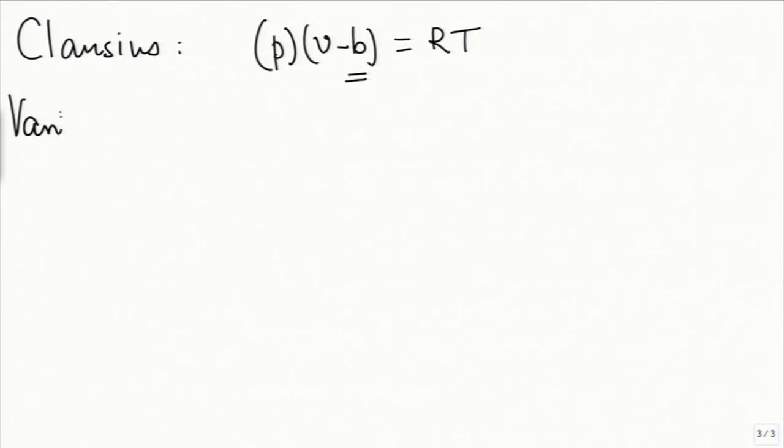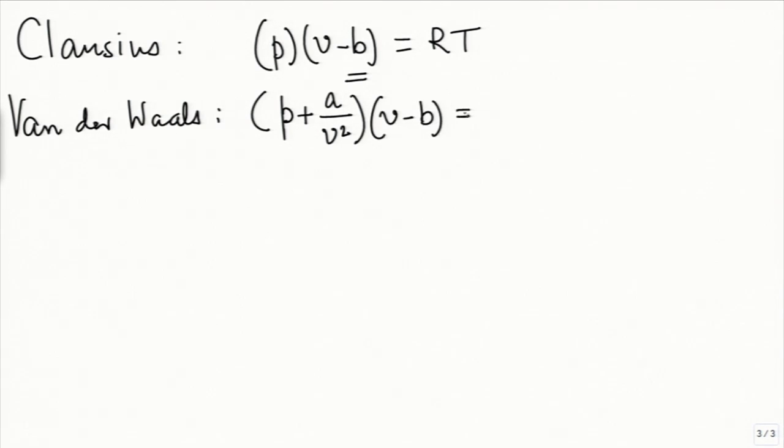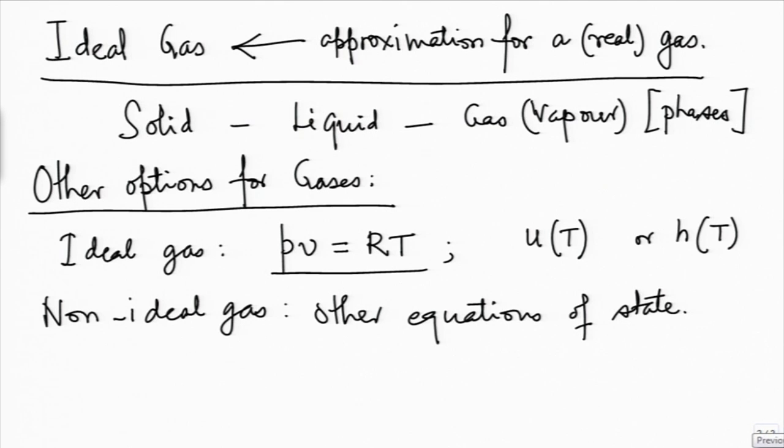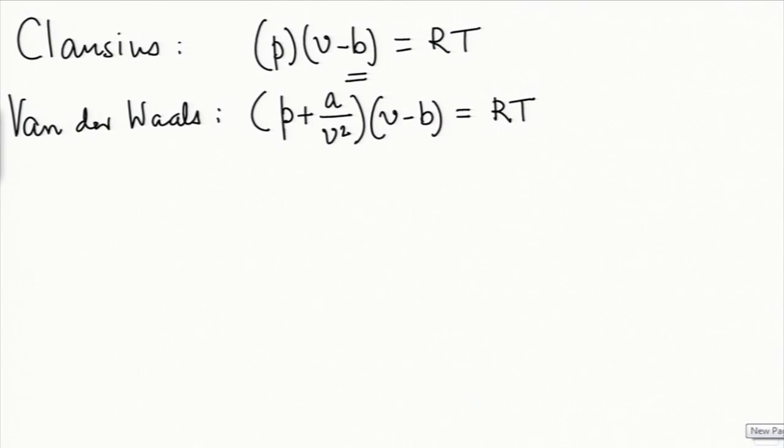The second modification is the famous van der Waals equation of state. If you notice, the ideal gas equation of state has just one parameter, R. Different gases, when represented as an ideal gas, will have different values of R. So you can say that the ideal gas is a very simple, single parameter equation of state, whereas when you come to the Clausius equation of state, now we have two parameters. So for every gas which is modeled as a Clausius gas, you will have to specify R as well as B. Now you will notice that for the van der Waals gas, you will have three parameters.